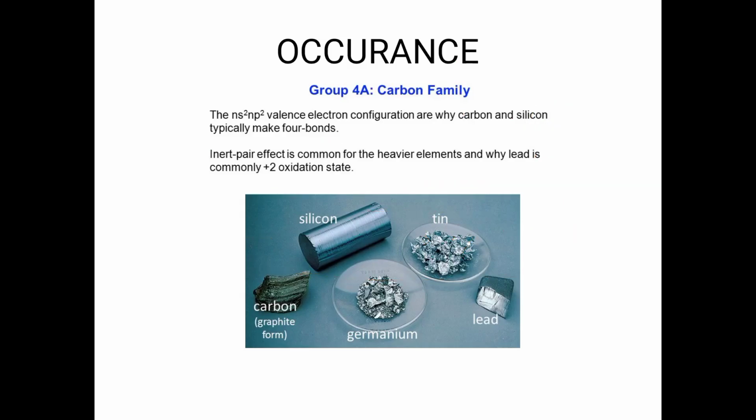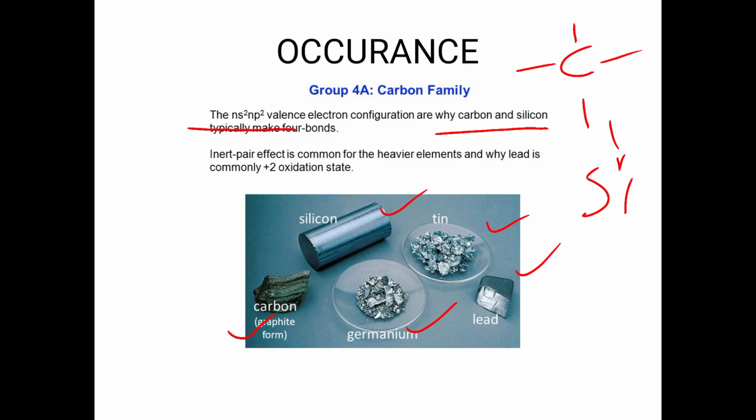Occurrence. The carbon family occurs in different states. As we said earlier, carbon is a non-metal. Germanium and silicon are metalloids, semiconductors. Tin and lead are metals. Their general outer electronic configuration is ns2 np2. And in this, carbon and silicon form 4 bonds with other elements. For example, carbon can form 4 bonds. Similar to that, silicon also can form 4 bonds with other elements.